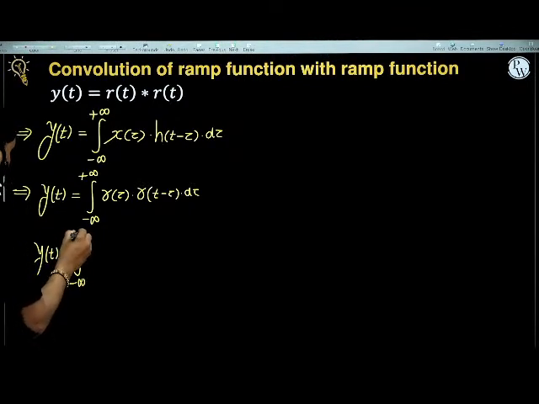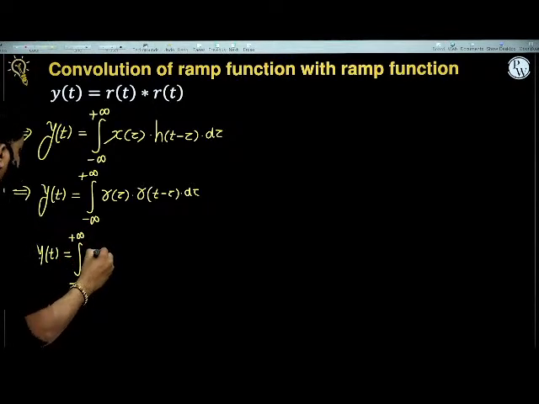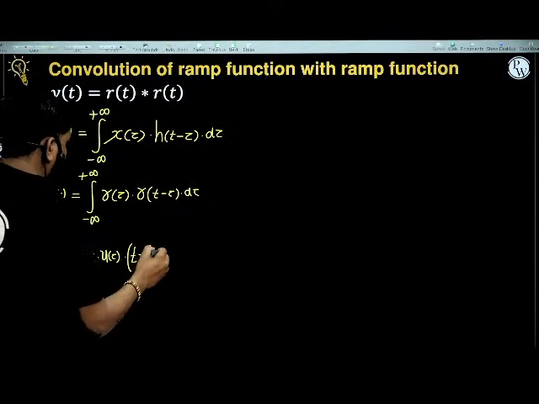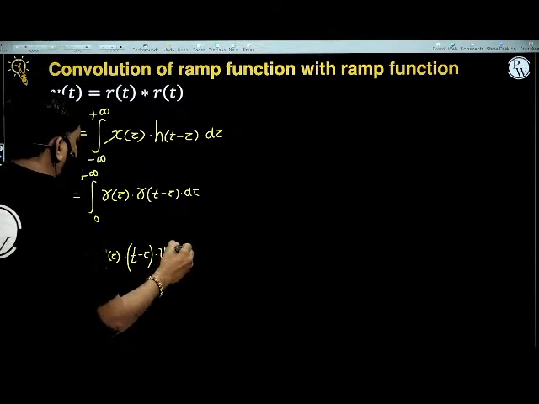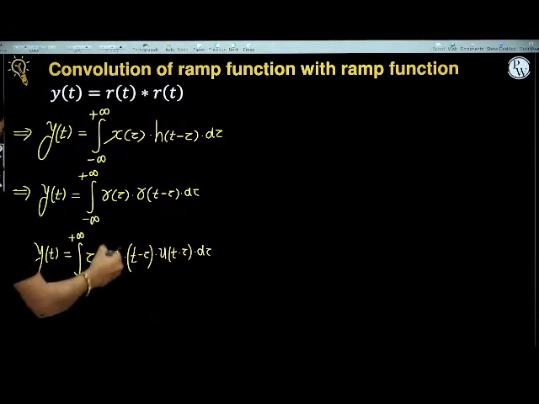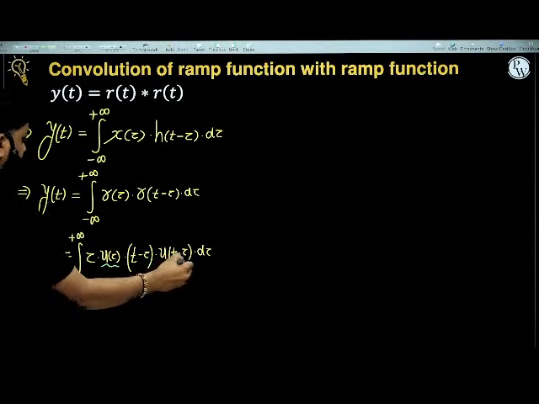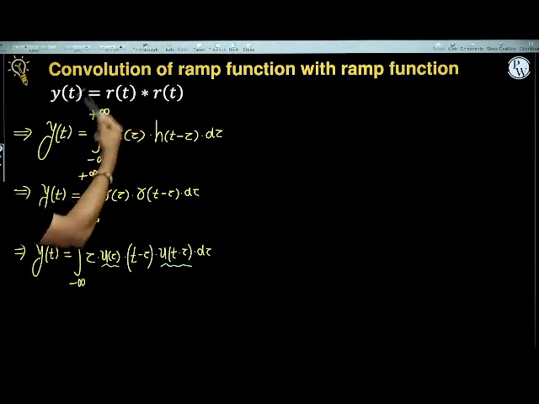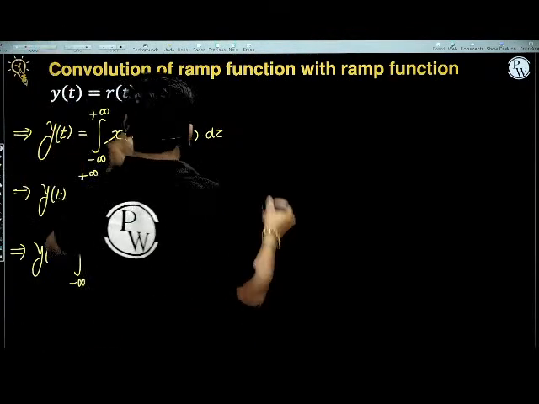Minus infinite to plus infinite, r of tau, that is tau into u of tau, and this is t minus tau, so it is t minus tau into u of t minus tau d tau. Now if you replace this with 1 and this also with 1, then the limit will be 0 to t, or we can say this is causal, so the limit will be 0 to t.